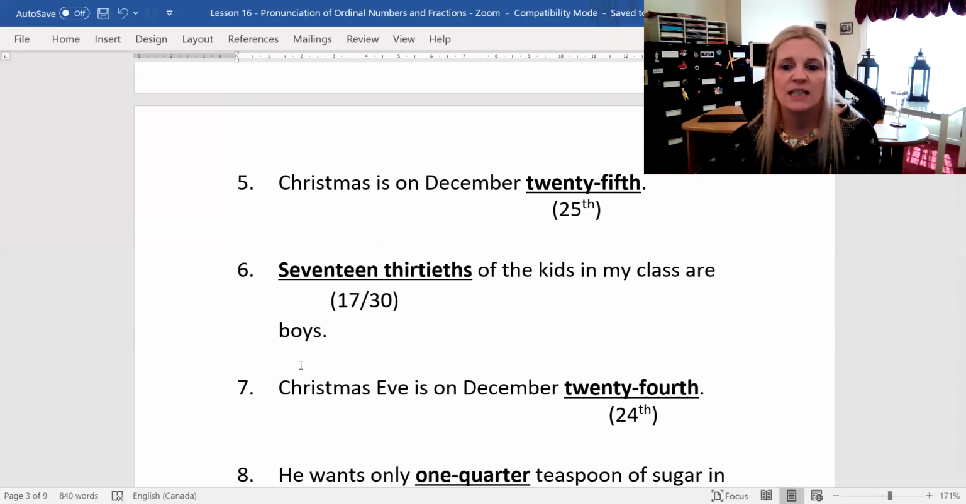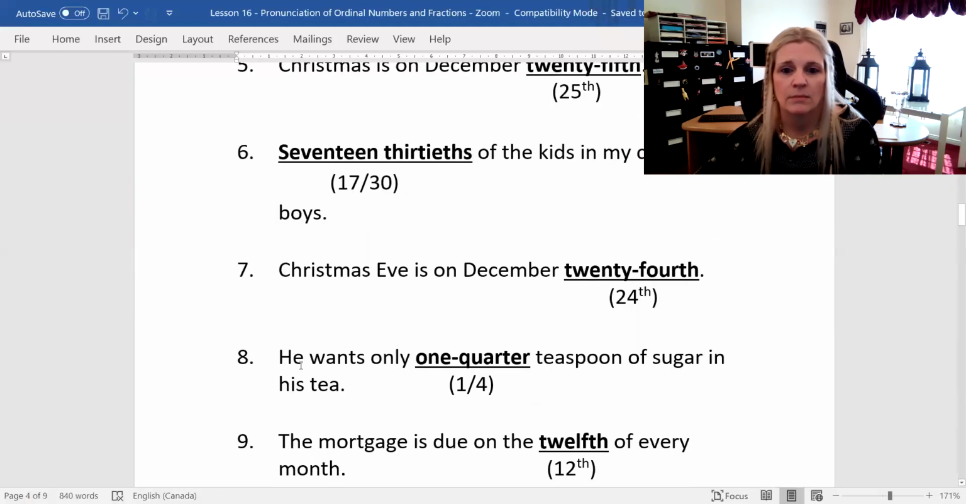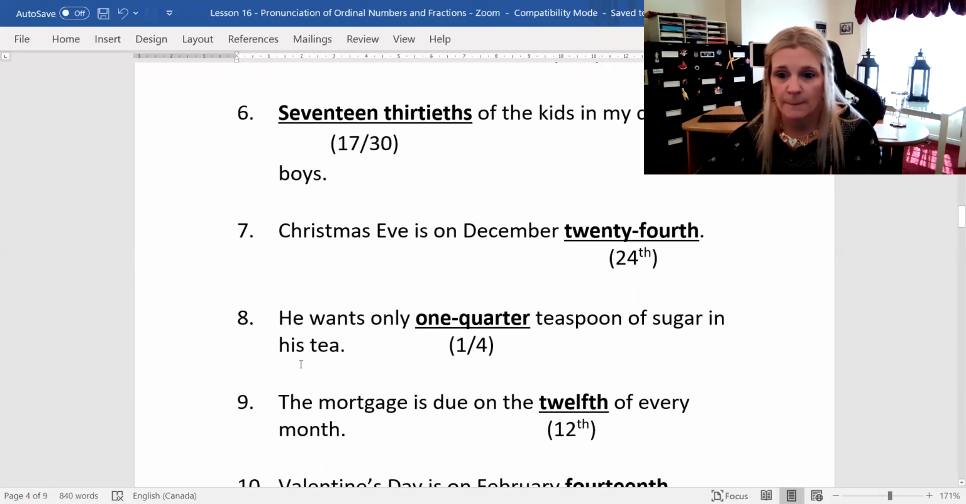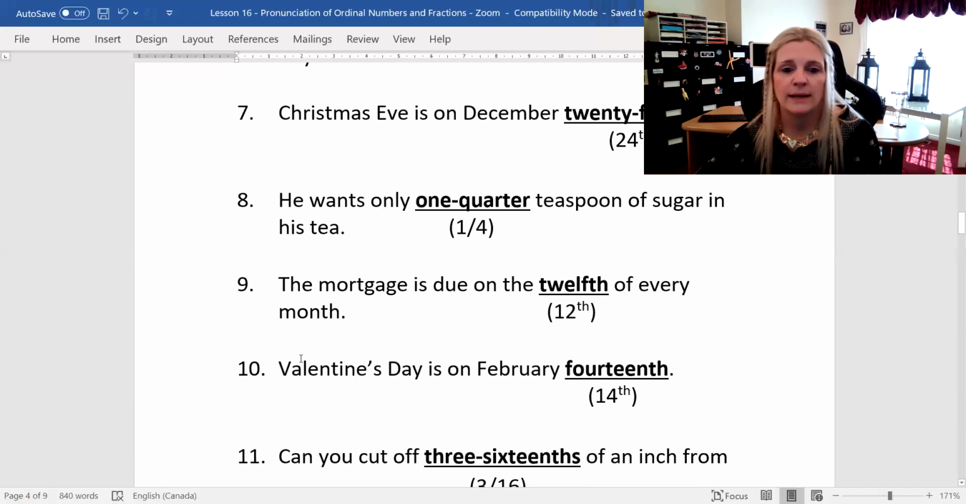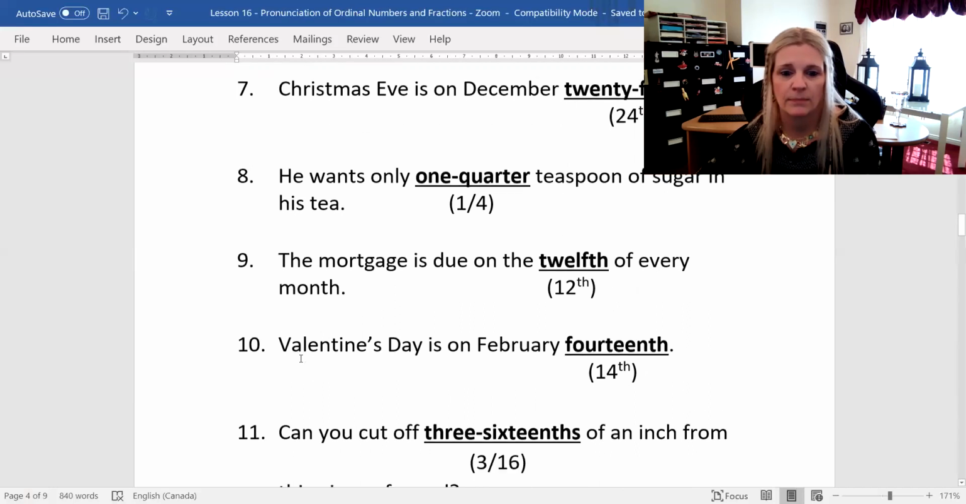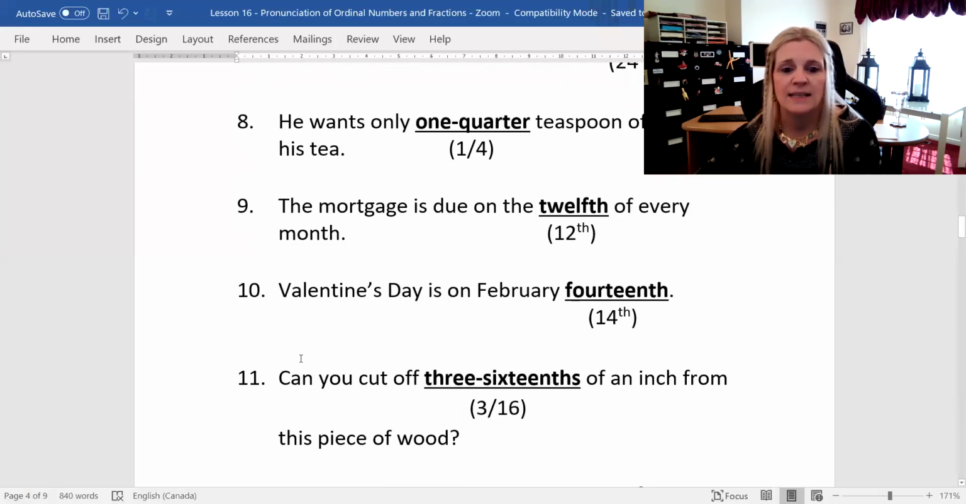17/30ths of the kids in my class are boys. Christmas Eve is on December 24th. He wants only 1/4 teaspoon of sugar in his tea. The mortgage is due on the 12th of every month. Valentine's Day is on February 14th.